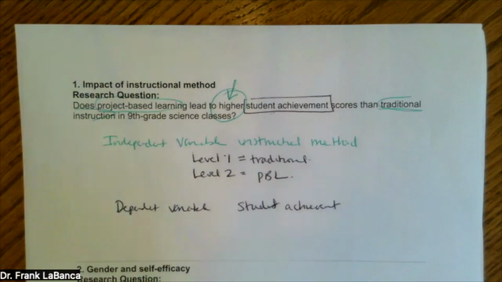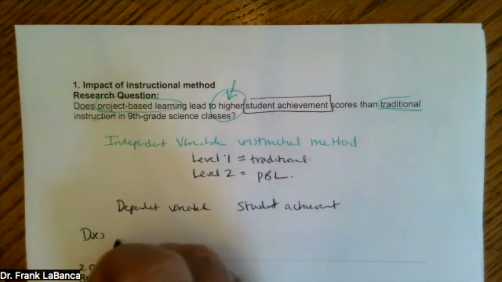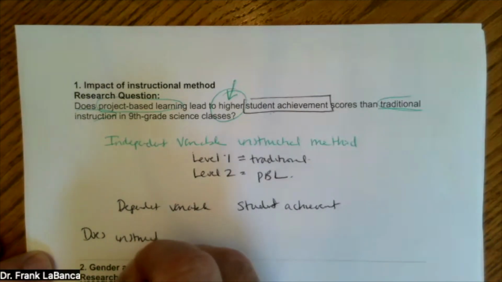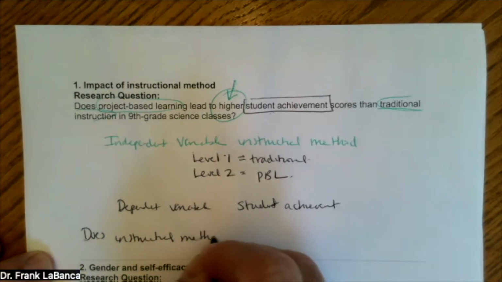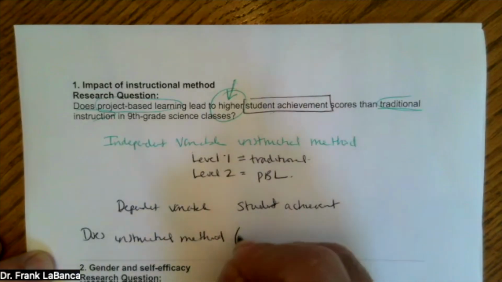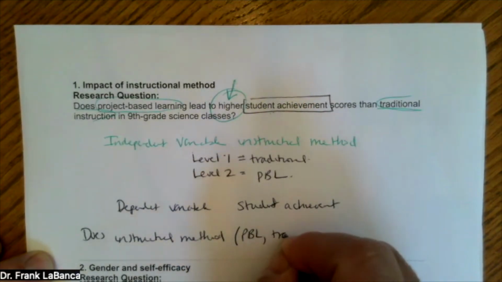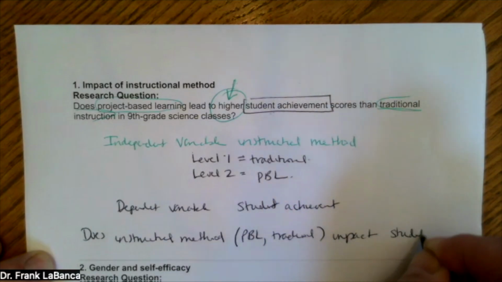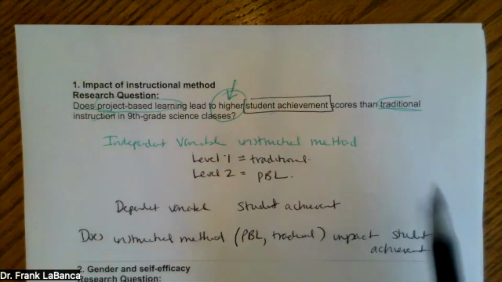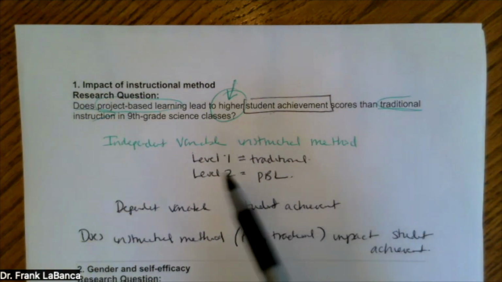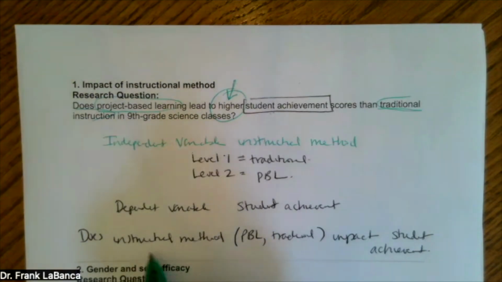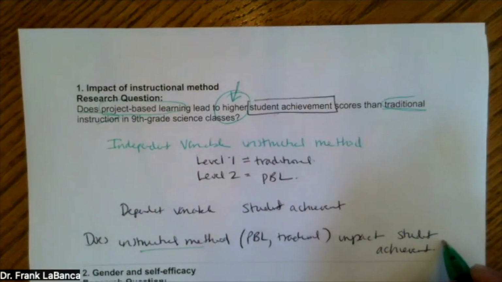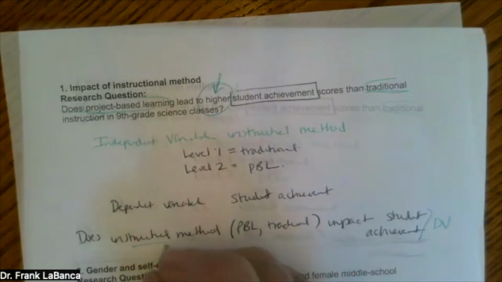This question could be written in a different way. We could say, does the instructional method, PBL, traditional, impact student achievement? Just a totally different way to look at it. Same question. This one reads out a little bit better because you can see the independent variable and you can see the dependent variable a little quicker.